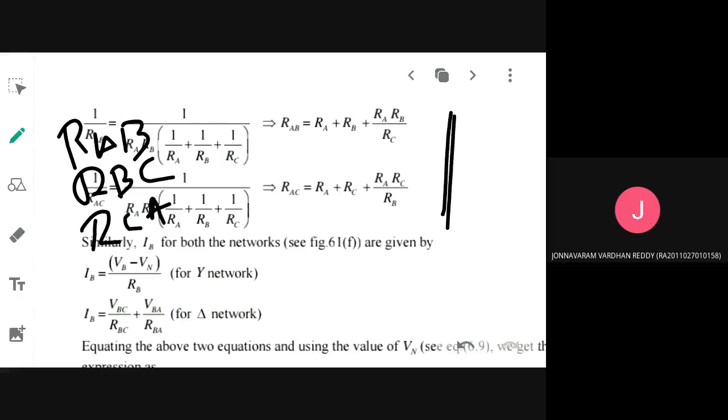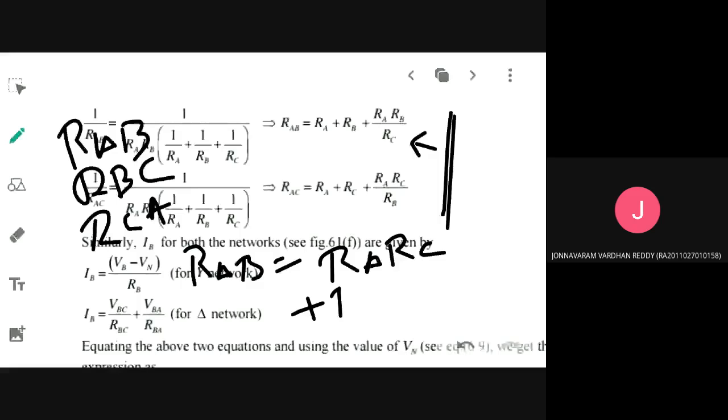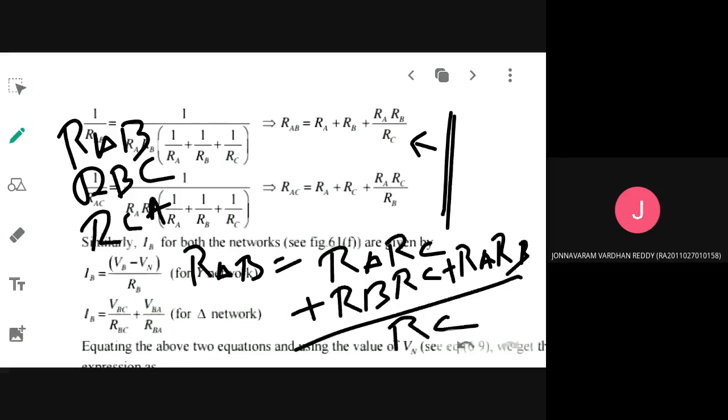RA plus RB plus RARB by RC. RAB is equivalent, if you simplify this formula by taking LCM, to RARB plus RBRC plus RCRA divided by RC. So any simple method by which you can remember the formula, you tell me.